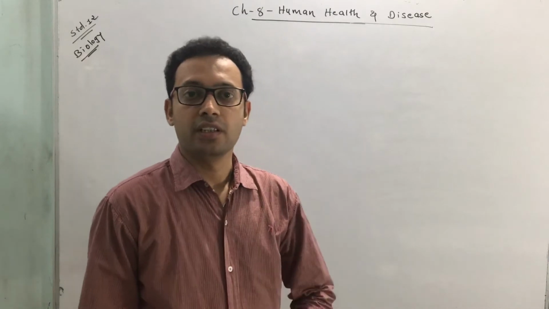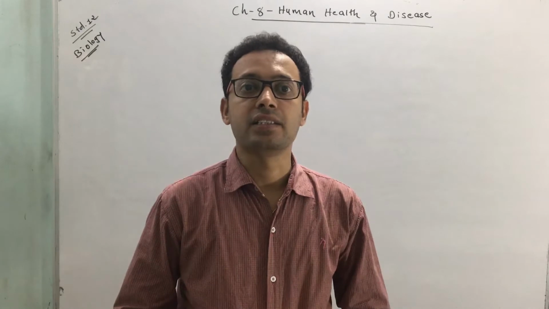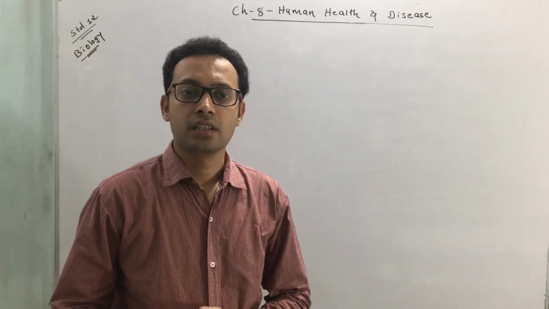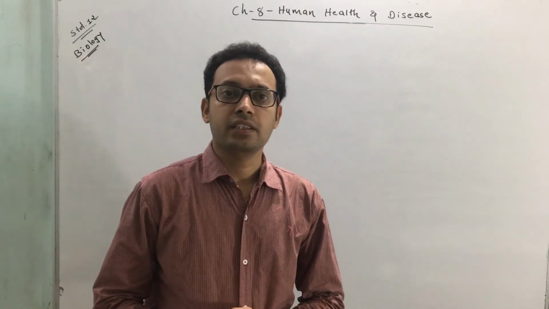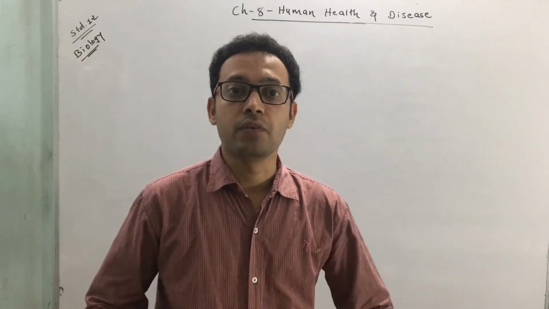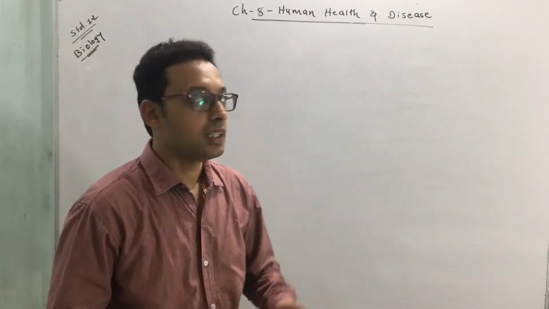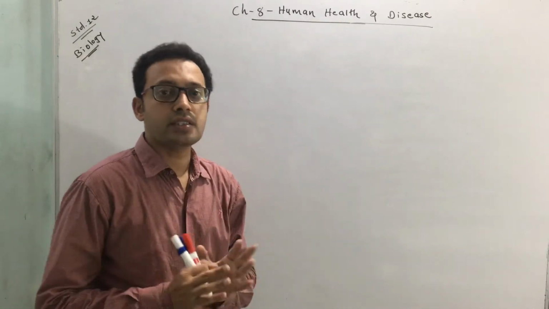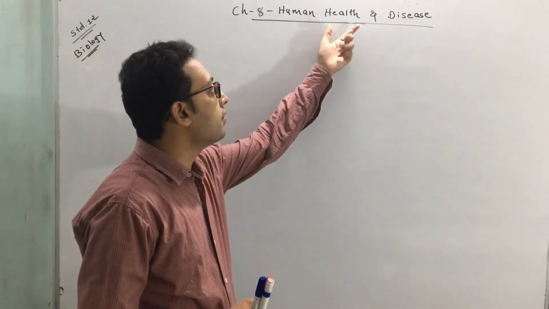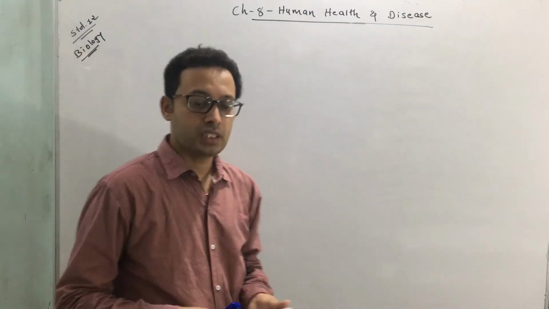Today we will start with a new topic, chapter number 8, Human Health and Disease. So we will discuss chapter number 8, Human Health and Disease. Now we are discussing the units related to human welfare, human well-being. And one of the important parameters in human well-being is health. So in this chapter, we first have to try to understand the meaning of health and the meaning of disease. Okay. So what is health?